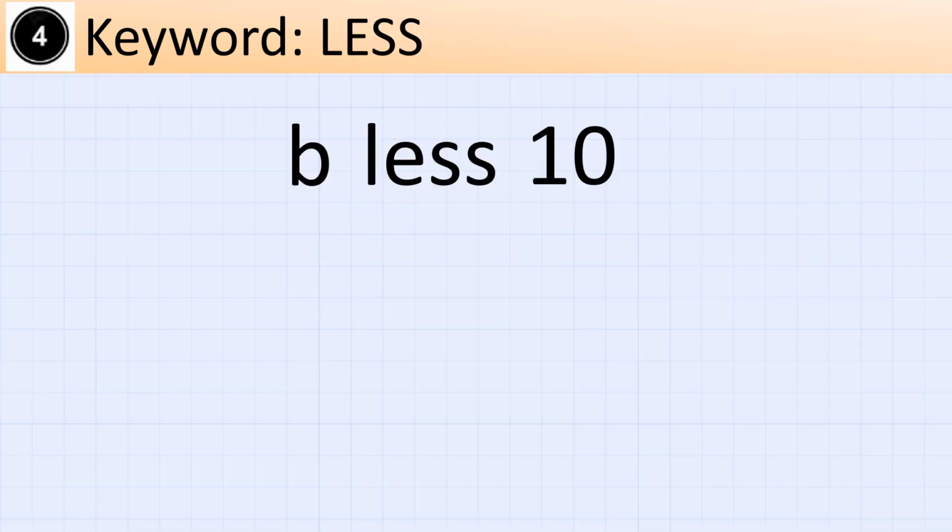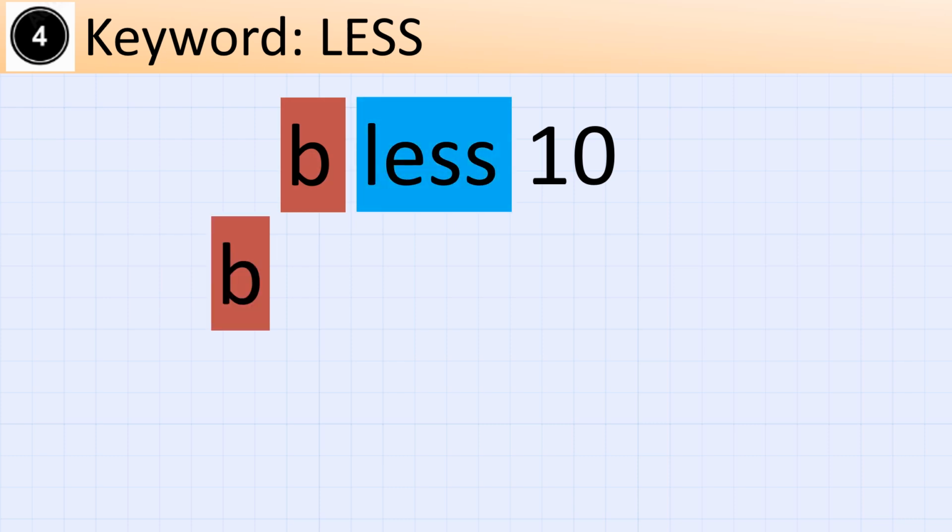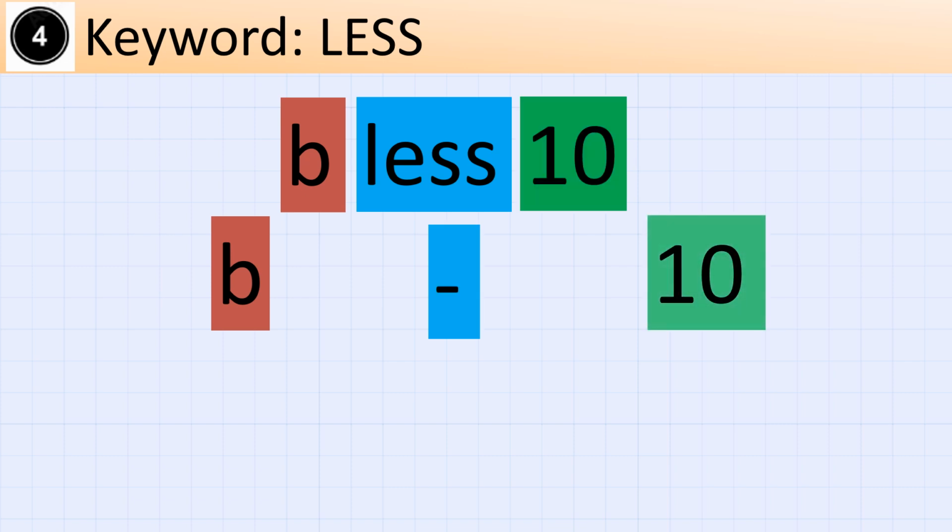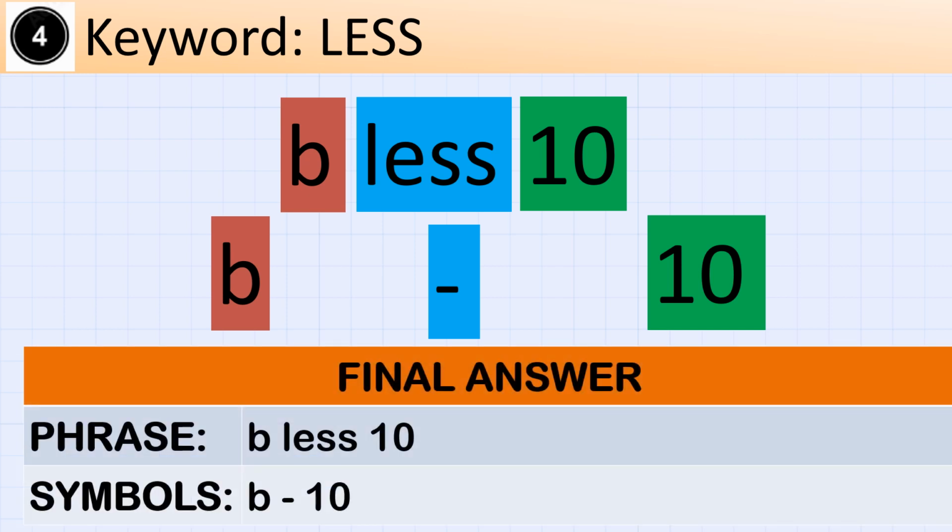Another keyword is less. For example, b less 10. To translate this in symbols, we copy b. Less indicates subtraction. So this can be translated to a minus sign. And we copy 10. So b less 10 is translated to b minus 10. And that is our final answer.